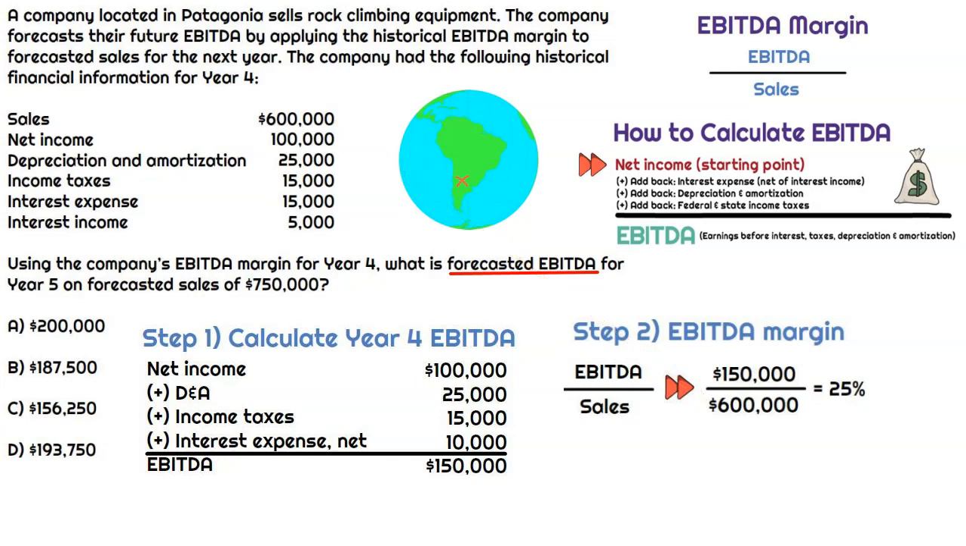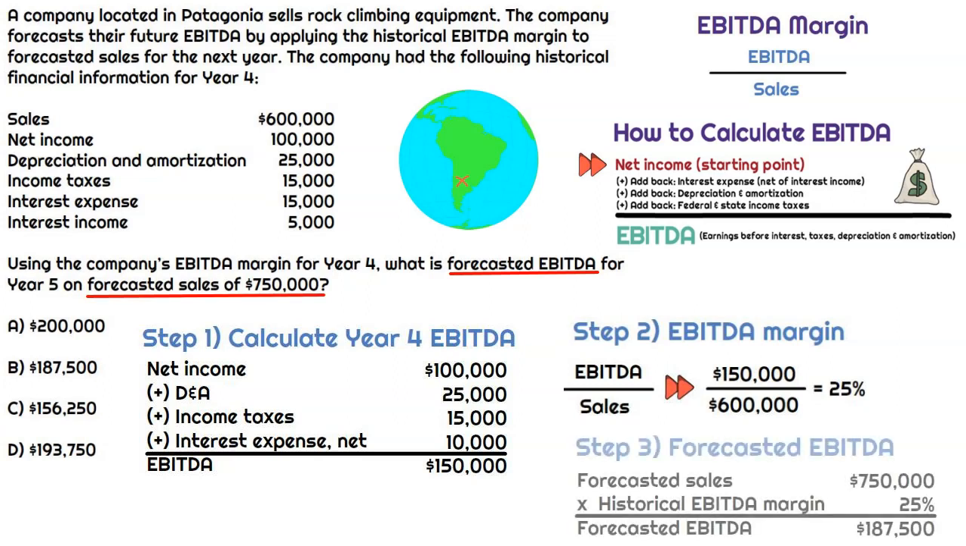So now we have the information to go ahead and calculate forecasted EBITDA for year 5 based on forecasted or projected sales of $750,000. As you can see in step 3, forecasted sales are $750,000. We'll multiply that by that historical EBITDA margin of 25%, and that tells us forecasted EBITDA for year 5 using this method for this company is $187,500. So that's the correct answer.